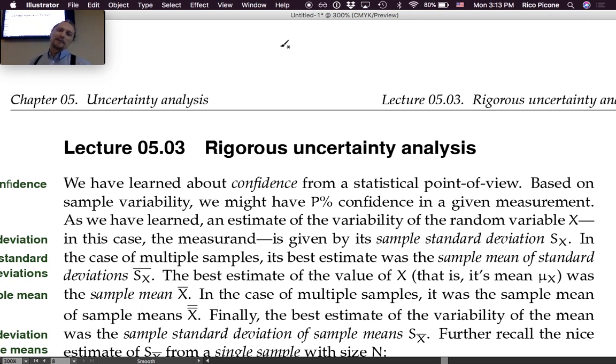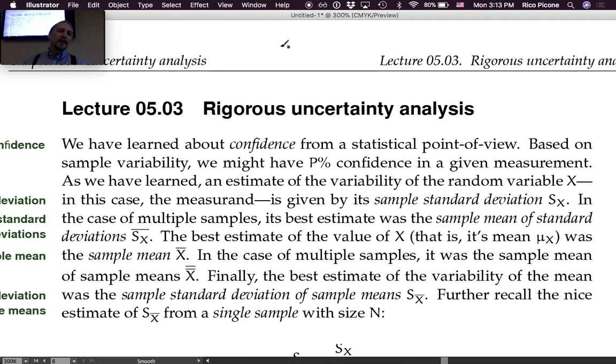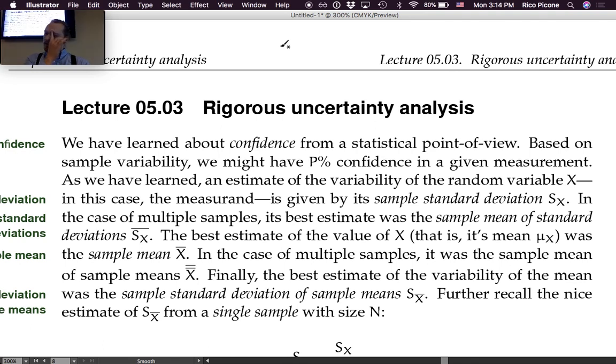Okay, so rigorous uncertainty analysis is the type of uncertainty analysis that we would do if we were going to turn it in, right? Like this is the good one. So what we should do. I mean, the propagation holds true for design stage, and it also holds true for this rigorous uncertainty analysis. So we have learned about confidence from a statistical point of view. Now, some of this I took from the intro, and I moved it to this lecture because I think it fits better here. And it had been so long since we had talked about it.